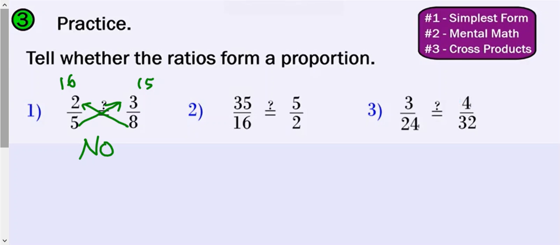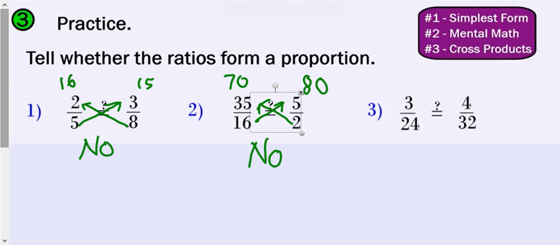In the second example, we have 35 over 16 and 5 over 2. Again, I'm going to use cross products to see if we have a proportion. I'll start by multiplying 16 times 5. So 5 times 10 is 50, and 5 times 6 is 30. Add those together, we get 80. And then 2 times 35 would give us 70. So we do not have a proportion here.